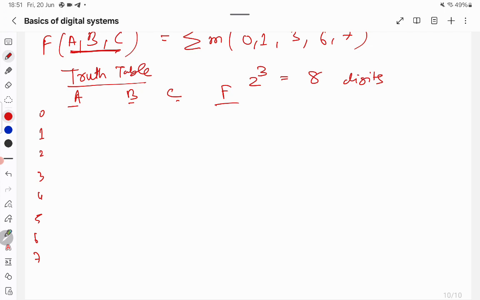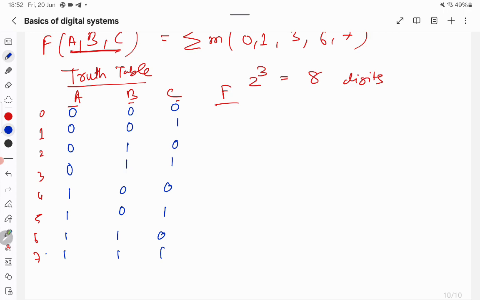So let's write the values. How will you write? Since it is 0 to 8, you will divide into 2. So 4 zeros and 4 ones. Again 4 will be divided by 2: 2 zeros, 2 ones, 2 zeros, 2 ones. This one will be 0 and 1, 0 1 0 1 0 1 0 1. This is the way of drawing the truth table.